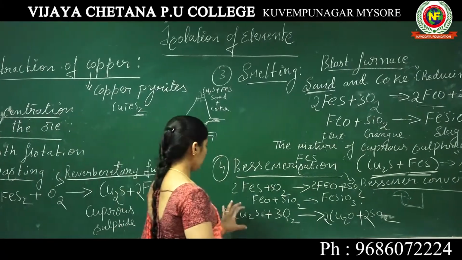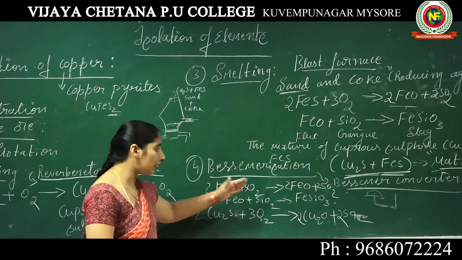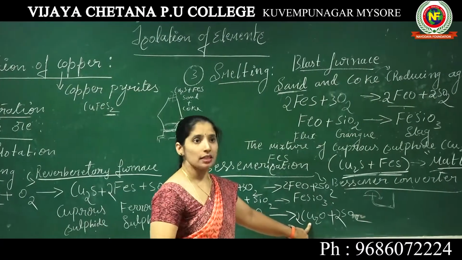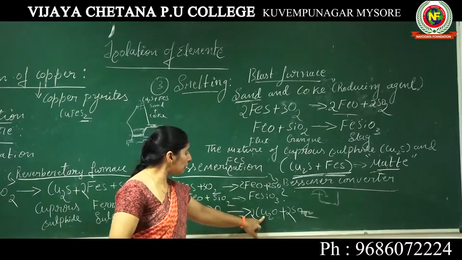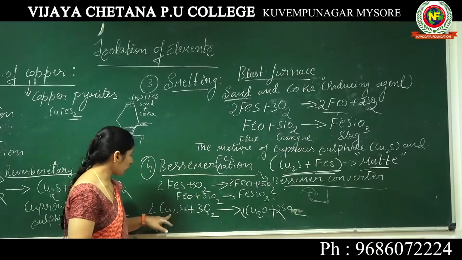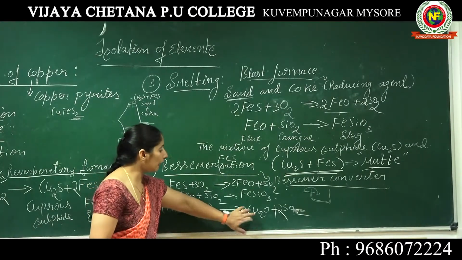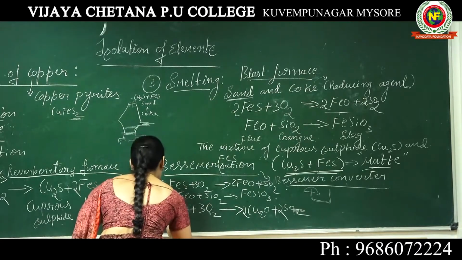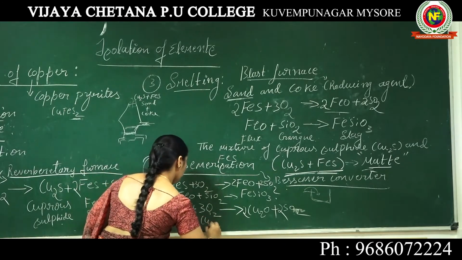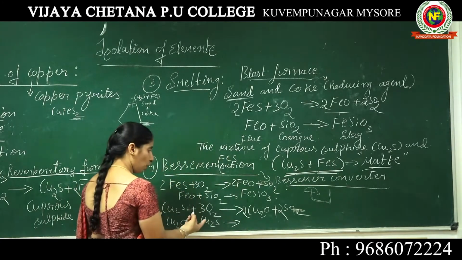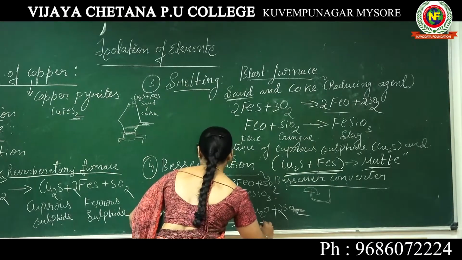Here only 2/3 of the cuprous sulfide gets converted into cuprous oxide. Some cuprous sulfide is still present. This cuprous oxide reacts with the cuprous sulfide to form what? To form Cu, the copper, plus SO2.